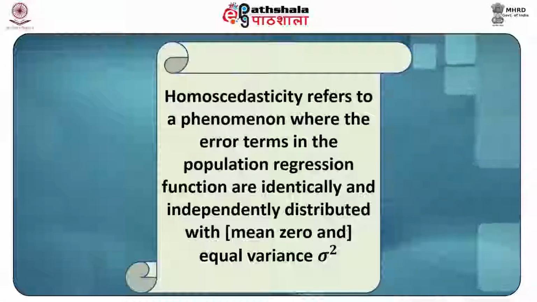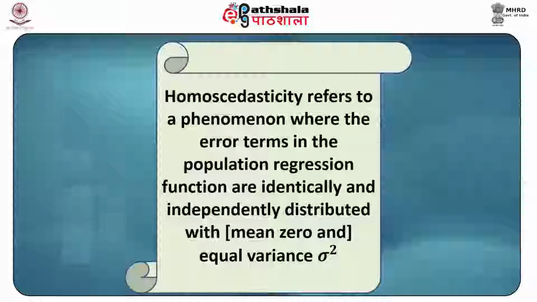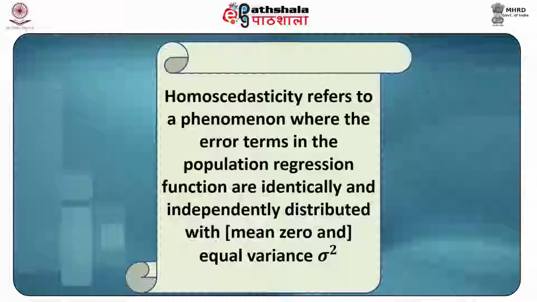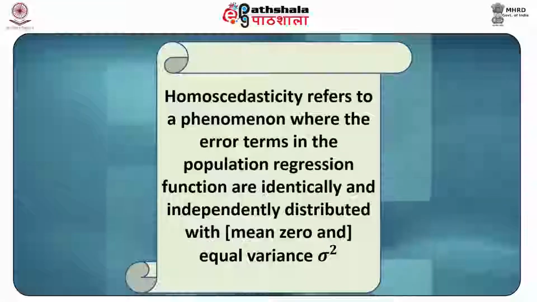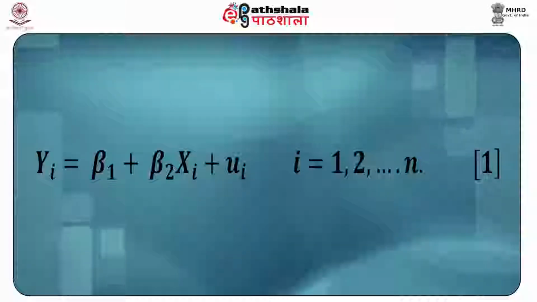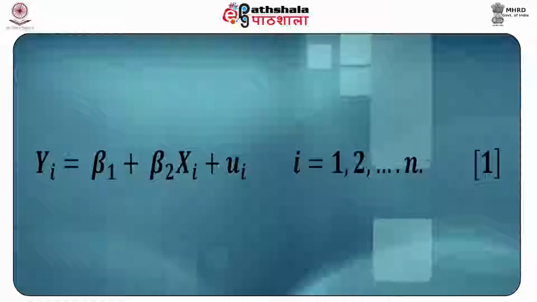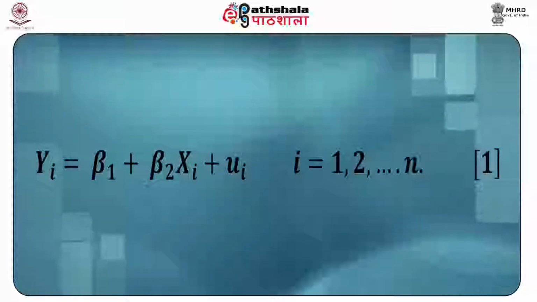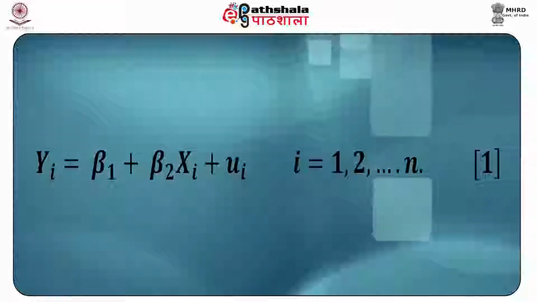To understand the meaning of heteroscedasticity, let us recall the homoscedasticity assumption of the classical linear regression model. Homoscedasticity refers to a phenomenon where the error terms in the population regression function are identically and independently distributed with the mean 0 and equal variance sigma square. For a 2-variable population regression function, which is denoted as yi is equal to beta 1 plus beta 2 xi plus mu i, where i is from 1 to n, this is our equation number 1.